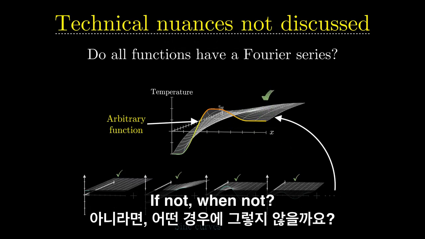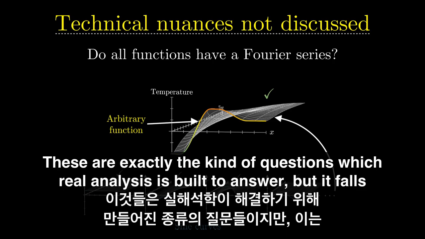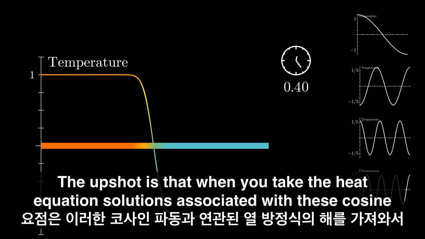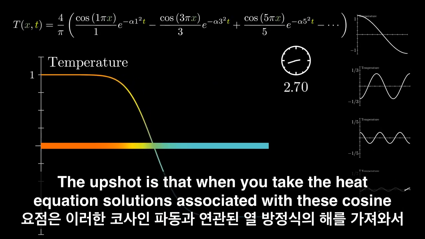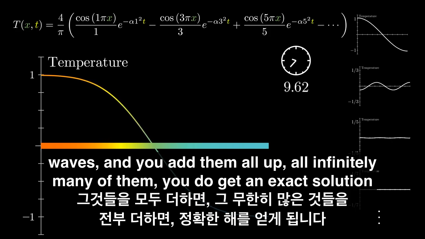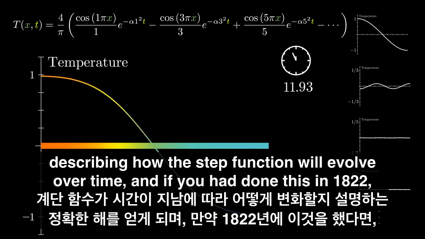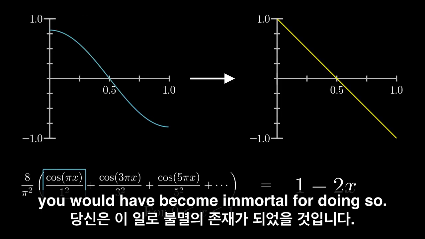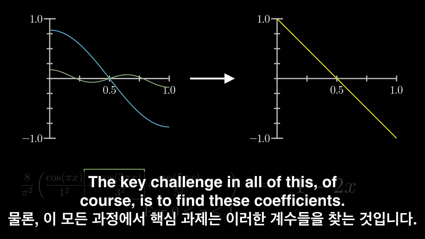If not, when not? These are exactly the kind of questions which real analysis is built to answer, but it falls a bit deeper in the weeds than I'd like to go here, so I'll relegate that all to links in the video's description. The upshot is that when you take the heat equation solutions associated with these cosine waves, and you add them all up, all infinitely many of them, you do get an exact solution describing how the step function will evolve over time. And if you had done this in 1822, you would have become immortal for doing so. The key challenge in all of this, of course, is to find these coefficients.